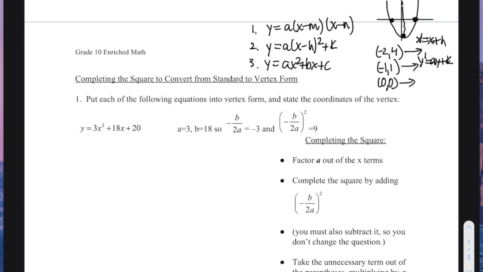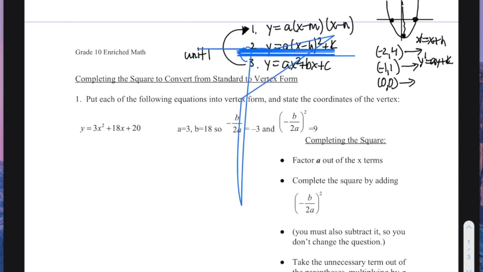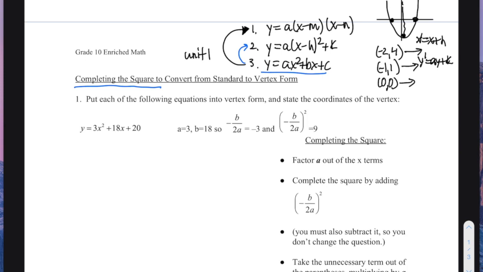Well, if possible, we can always try to factor it, but what we'll notice, and this is Unit 1 of the year, is that's not always possible, and we're going to talk about this another time. But what we can always do, no matter what, is put standard form, which is this form, into vertex form. And I'm going to show you how to do that. The process is called completing the square. So let's get to it.